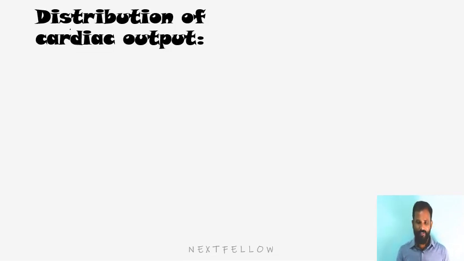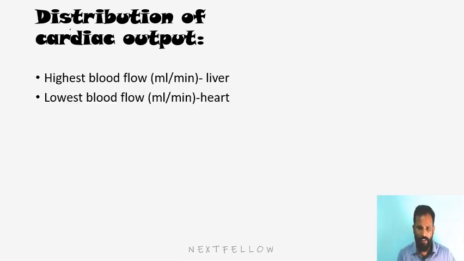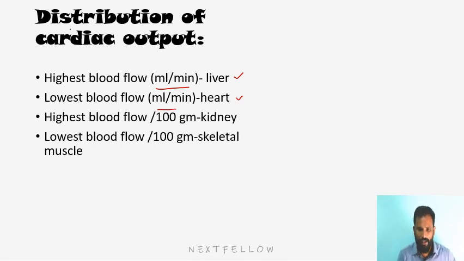And we know that 5 liters per minute is the cardiac output, and it is distributed to the different organs, per 100 grams of tissue or as a whole organ. If we take the highest blood flow in ml per minute, with the weight of the organ, it is to the liver, and the lowest ml per minute is to the heart. The highest blood flow per 100 grams of tissue is to the kidney, and the lowest with weight is skeletal muscle.